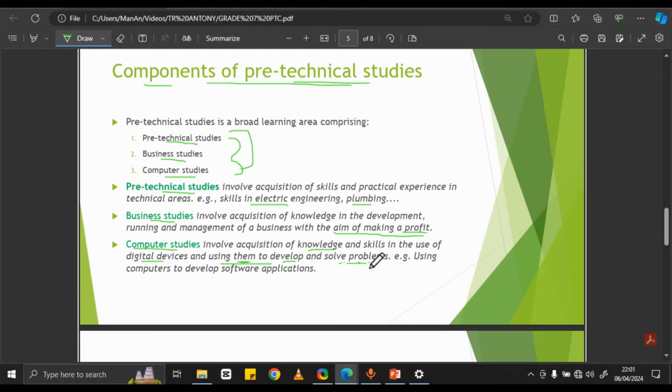Okay, an example of using digital devices is using computers to develop software applications. For example, WhatsApp, Facebook, those big apps, TikTok, or even the one that you're using now, YouTube. They are all developed. Okay, and those skills collectively are called computer skills, which are under computer studies. Now, the components of pre-technical studies involve pre-technical studies itself, business studies, and computer studies.